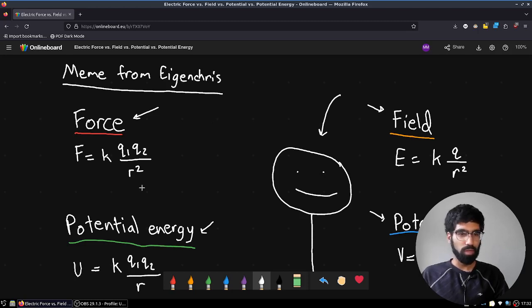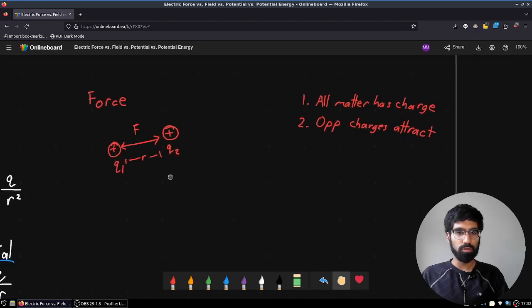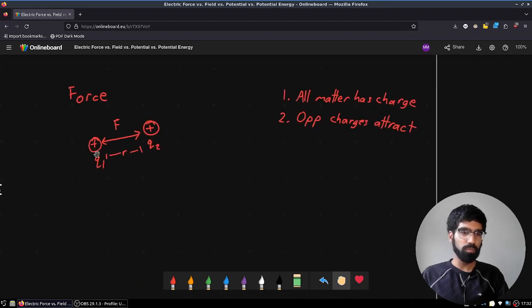So here we have the equation that you're given in textbooks. Why does this make sense? Why is it the way that it is? Let's move on over to the right and talk about this hypothetical situation where you have two charges, Q1 and Q2. They're generating some force on each other, that's F, and they're a distance of r away.